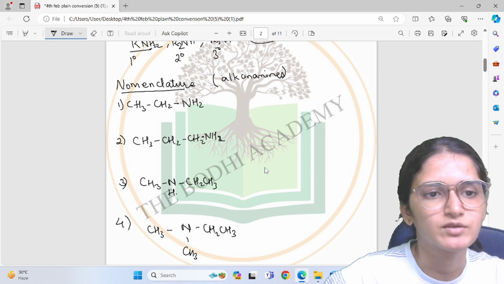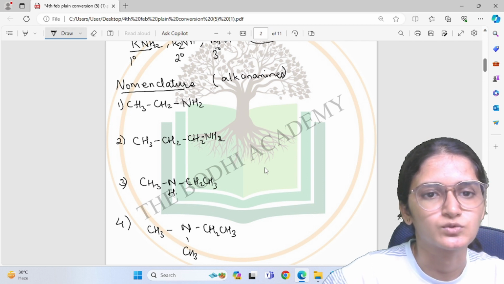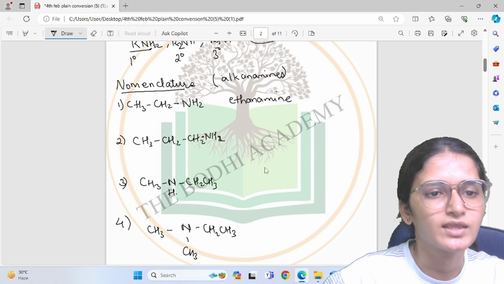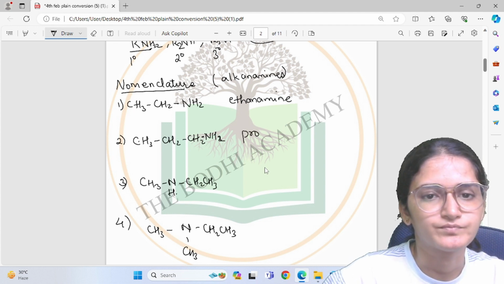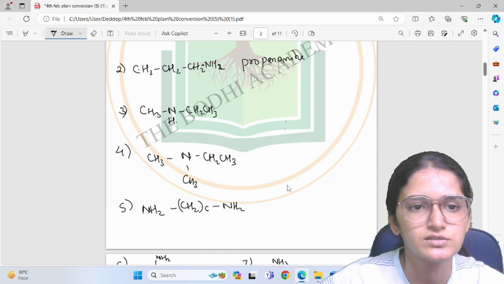Based on that we will name the first compound, that is having two carbons in the alkyl group. Two carbons means which group? Ethyl group or ethane group, and attached to that we have NH2. So the name of this will be ethanamine, since we have two carbons. In the second case we have how many carbons? 1, 2, 3. So in this case it will be propanamine.